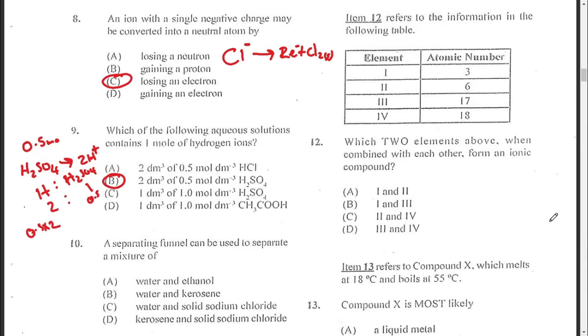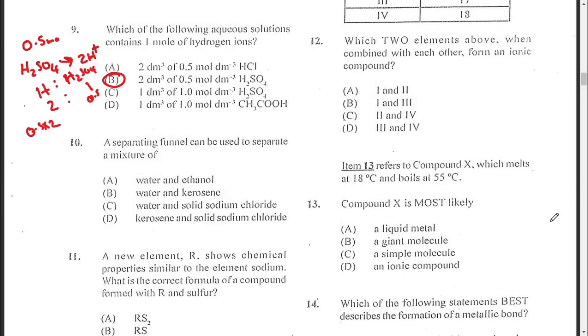Alright. Question 10. A separating funnel can be used to separate a mixture of 2 immiscible liquids. Alright, so the answer would be kerosene, oil and water.